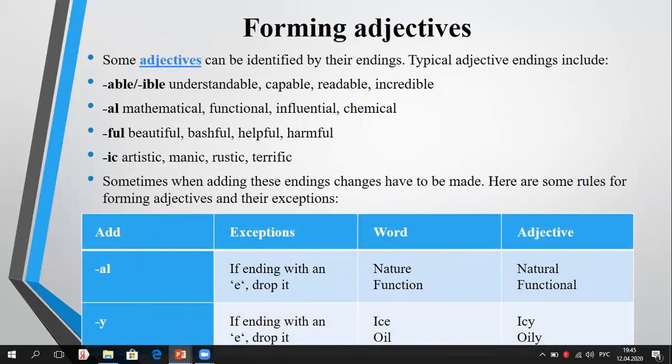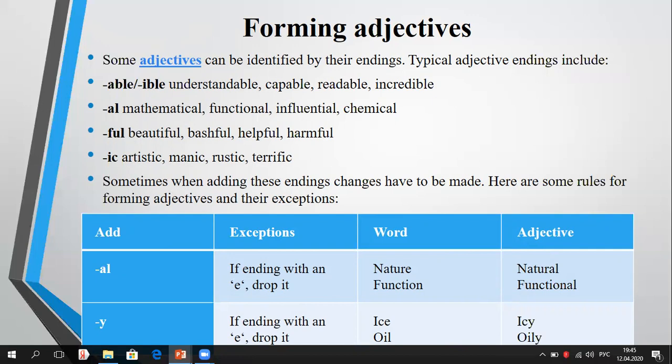The formation of adjectives. Some adjectives can be identified by their endings. Typical adjective endings include able, al, full, ic. Examples: able, understandable, capable, readable, incredible. Mathematical, functional, influential, chemical. Full, beautiful, bashful, helpful, harmful. Ic, artistic, manic, rustic, terrific.